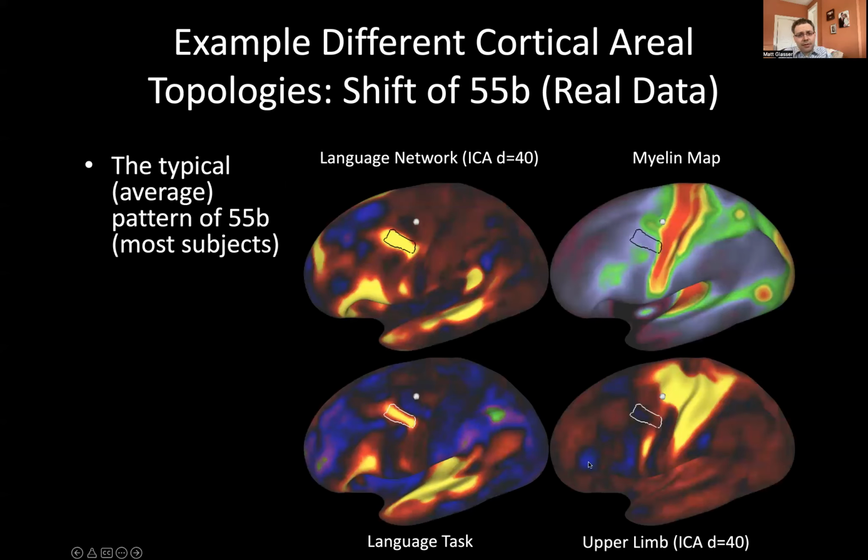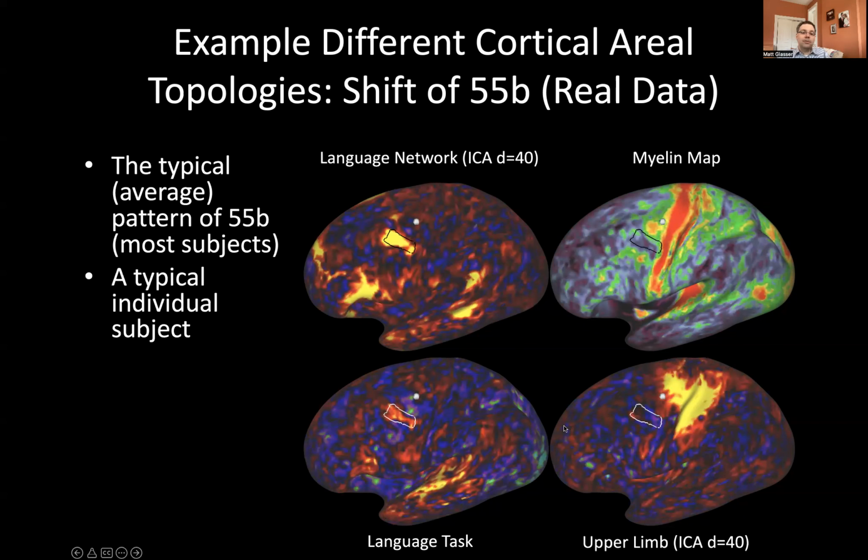Some real examples. So the group average location of 55B is outlined in black and white here. And these are the group average language network with resting state, language task activation, myelin map, and the upper limb sensory motor subregion. A typical subject has language connectivity and activation, low myelin, and 55B is in the expected location relative to this sensory motor reference.